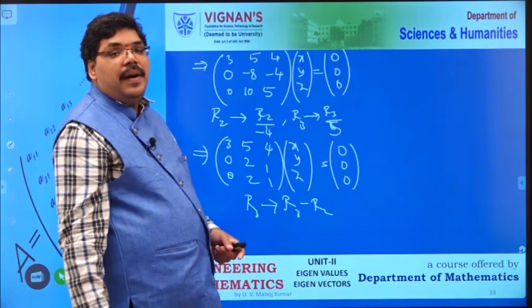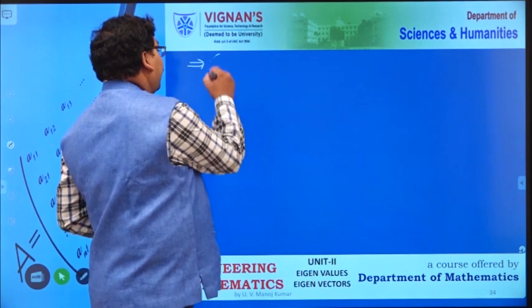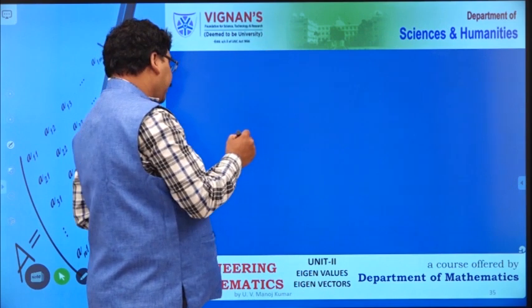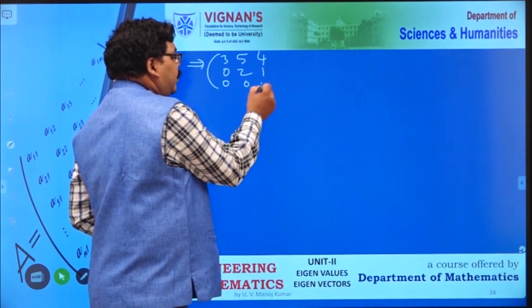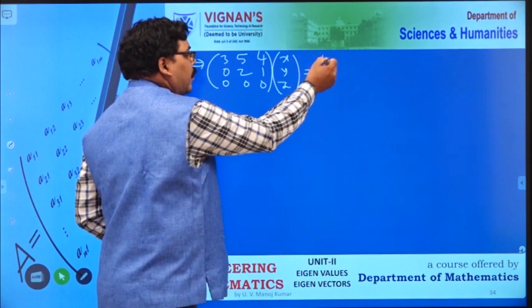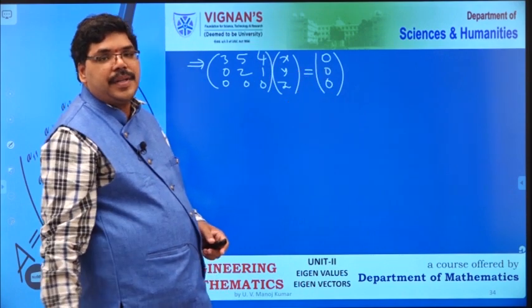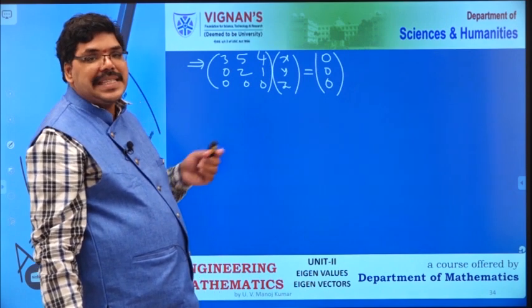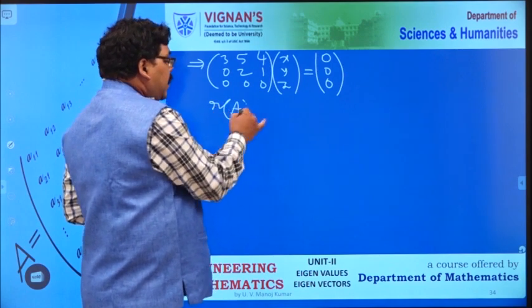So after applying this row operation we get 3, 5, 4, 0, 2, 1, 0, 0, 0, which is in echelon form. So we can discuss the consistency.